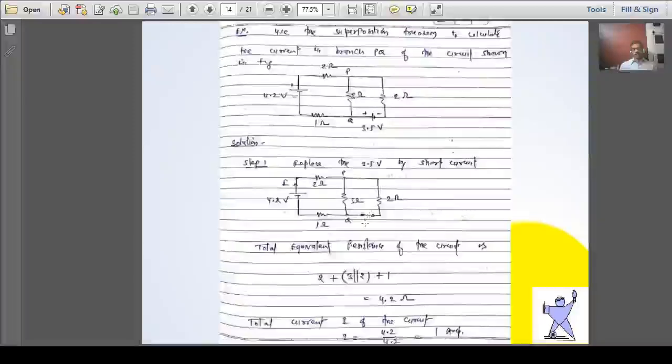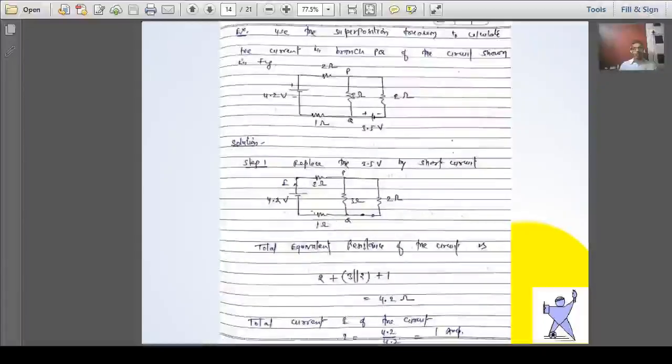Now in order to calculate the current in the branch PQ, means the branch current, we will have to find out the total current supplied by the circuit. For that we need to calculate the total equivalent resistance of the circuit. As we can see here, these two resistances, 3 ohm and 2 ohm, are in parallel, and the combination of 3 ohm and 2 ohm in parallel is in series with 2 ohm and 1 ohm. So the total equivalent resistance of the circuit is 2 plus the 3 and 2 parallel combination plus 1. It will give you 4.2 ohm.